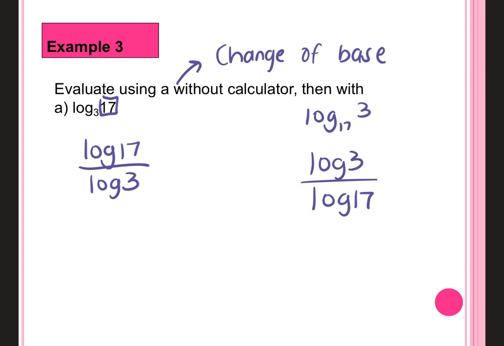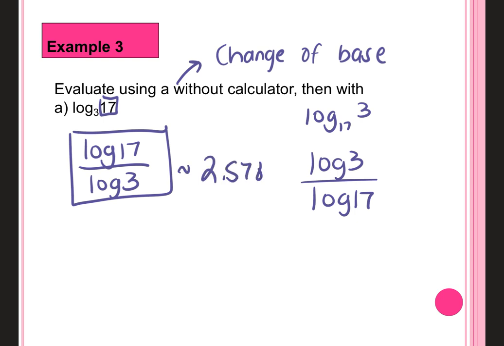Now grab your graphing utility, okay? There are 2 ways to do this. One is type it in like the way we rewrote it, as a ratio of common logs. So I can do log of 17, I'd have to close the parentheses, divided by log of 3. And this is 2.5789.